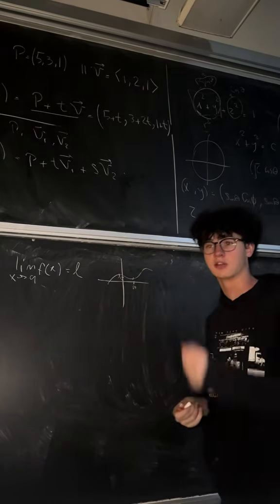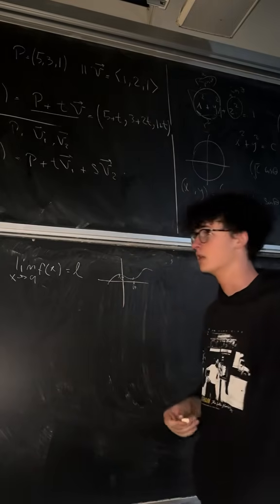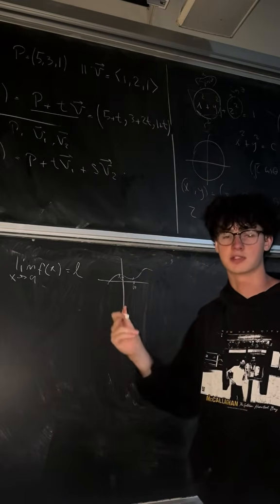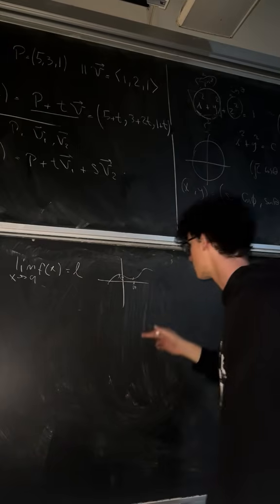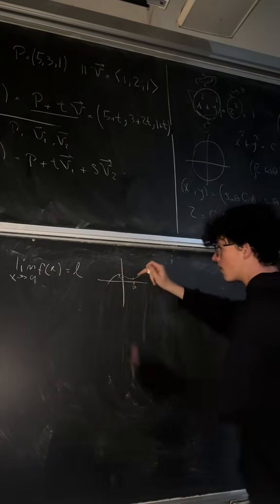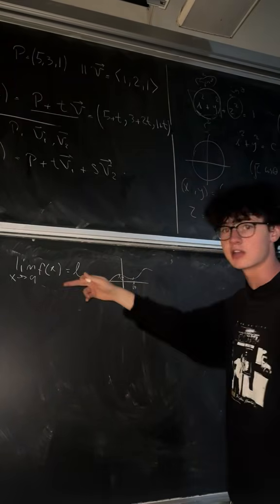If you're familiar with the limit definition of a derivative, so limit as h goes to 0 of f of x plus h minus f of x over h. So as this distance goes to 0, you approach some limit. So this is the standard notion of a limit, right?